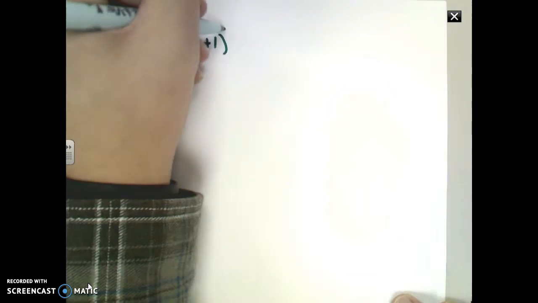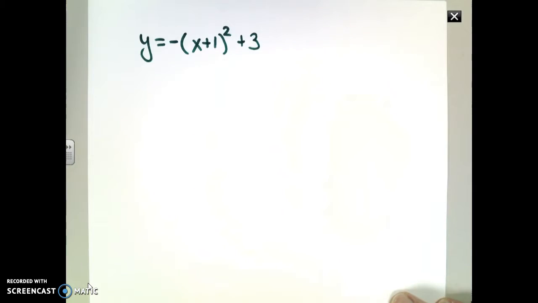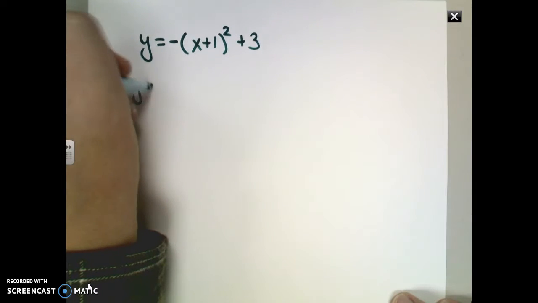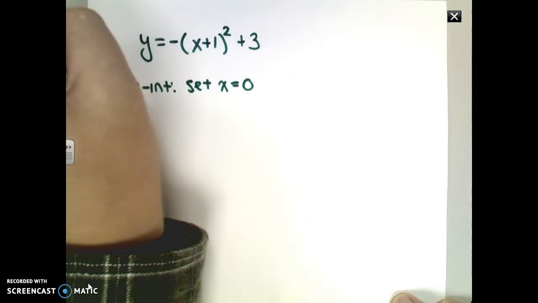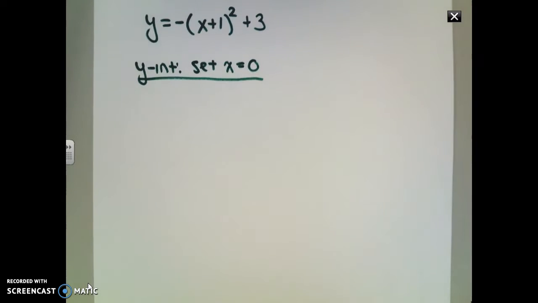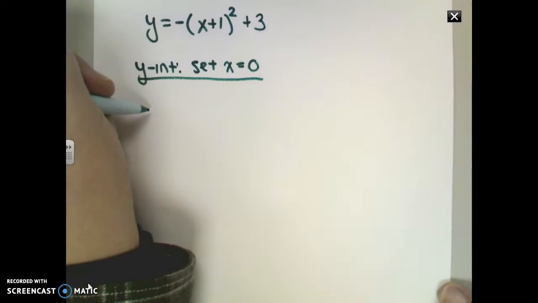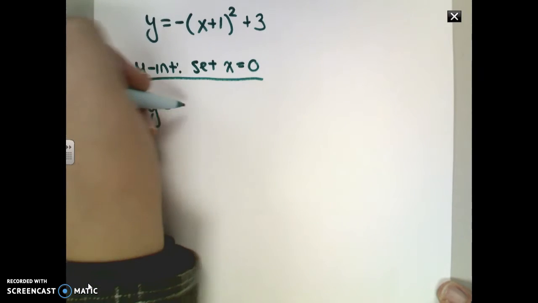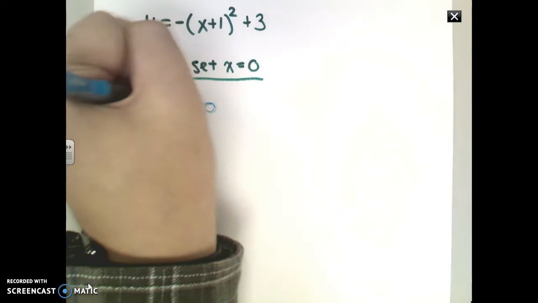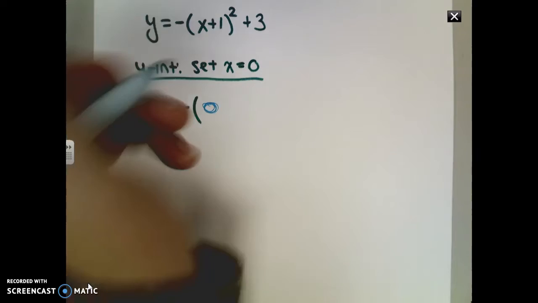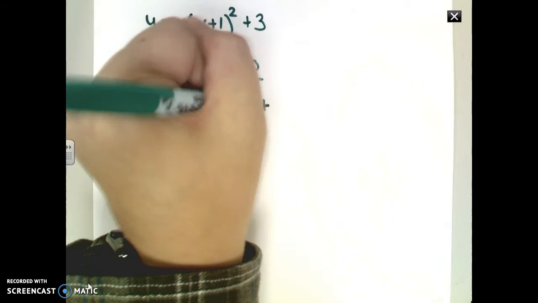And so once again, our equation here is y equals negative (x plus 1) quantity squared plus 3. So to find the y-intercept, remember that we're going to set x equal to 0. The y value is going to be as a result of x equaling 0 here. So we plug this in, and so I would have y equals negative, and then in the place of x, I'm going to put a 0 in. Okay? Plus 1, quantity squared, plus 3.